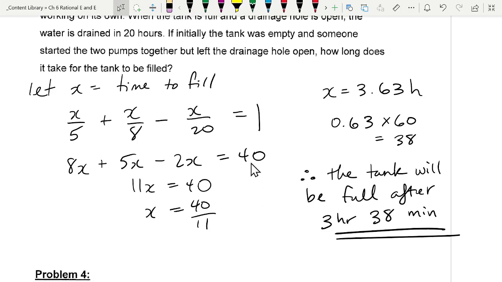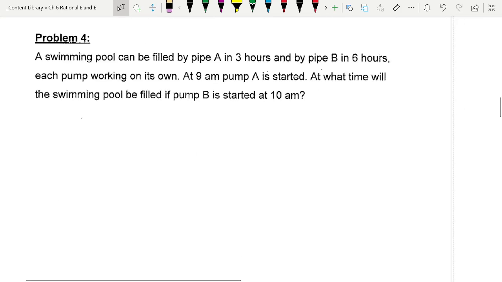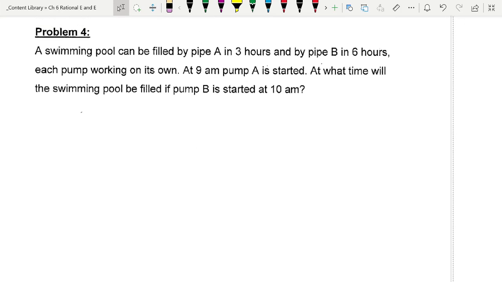All right, so here's problem number 4. A swimming pool can be filled by pipe A in 3 hours and by pipe B in 6 hours, with each pump working on its own. At 9 a.m., pump A is started. At what time will the swimming pool be filled if pump B is started at 10 a.m.? So this one has a complication that the last 3 didn't have. The pumps don't all start working at the same time.